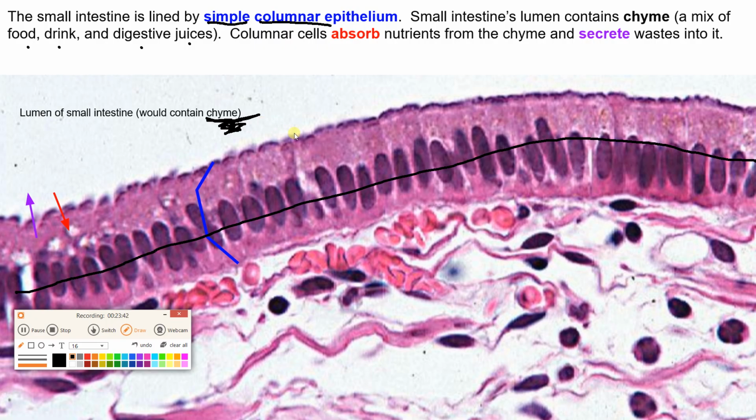So the columnar cells here would absorb nutrients from the chyme. Take the nutrients in, add them to a neighboring blood vessel. Wastes would also be secreted into the lumen, so we could eventually poop those wastes away. So nice simple columnar epithelium here. Fantastico.